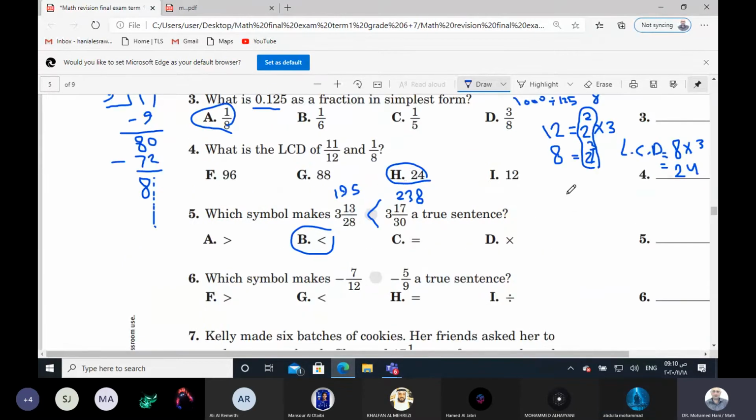Number 4. Take 12 and find the prime factorization. 12 will be 3 times 4. 3 is prime, 4 is composite. So 4 equals 2 times 2.